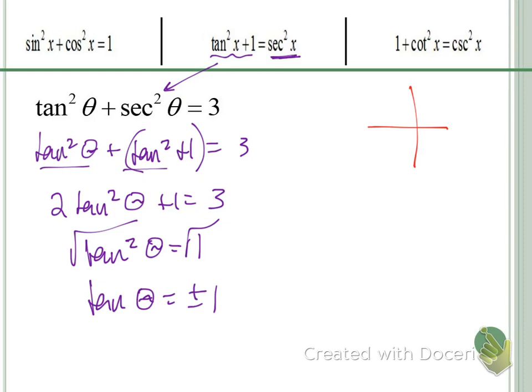Tangent is positive in quadrants 1 and 3. It's negative in quadrants 2 and 4. So I'm looking for an angle in all 4 quadrants. So what I need now is an angle measure where tangent is just 1. That angle measure is 45 degrees, right? So that becomes your distance from the horizontal. That means that our solutions are 45, 135, you know the drill, 225, and 315. Okay? And so there you go.